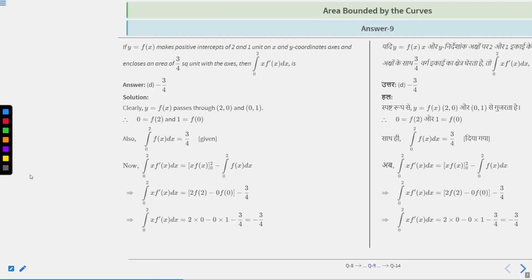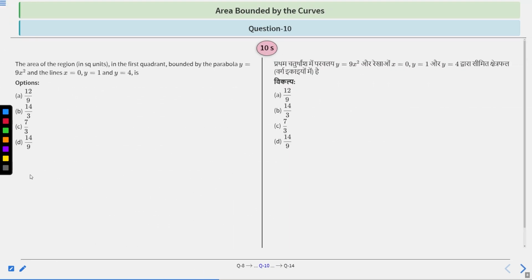Okay, let's move to the next question. Question number 10, which says: the area of the region in square units in the first quadrant bounded by the parabola y = 9x², the line x = 0, y = 1 and y = 4 is. So how can you approach this question?